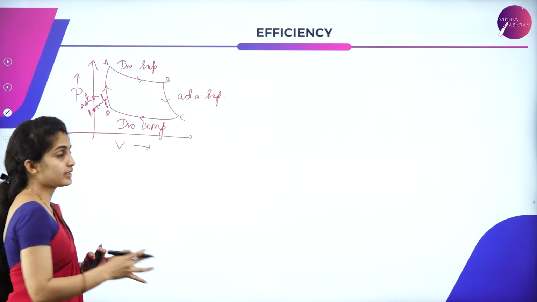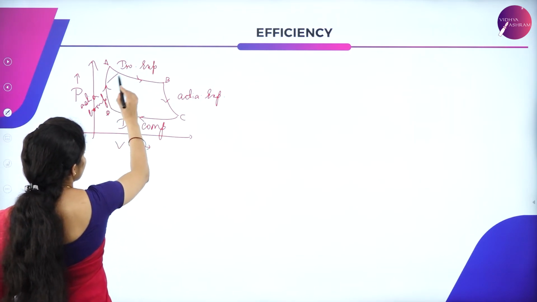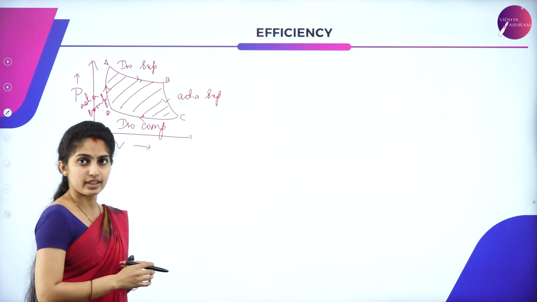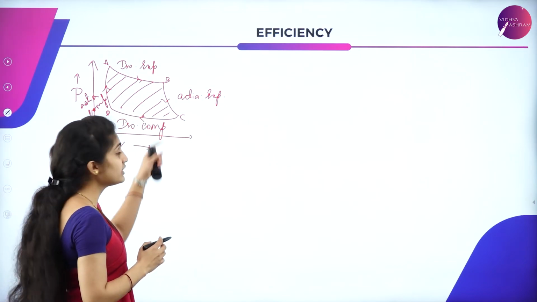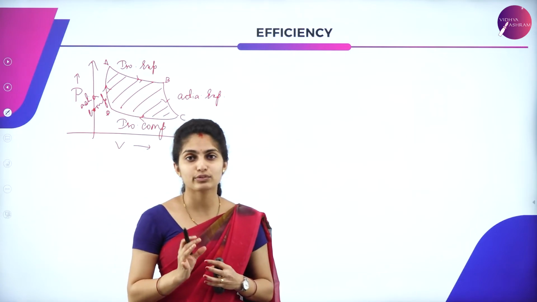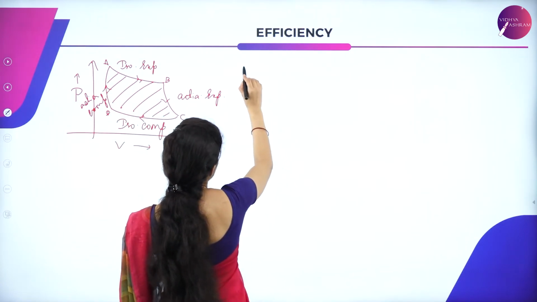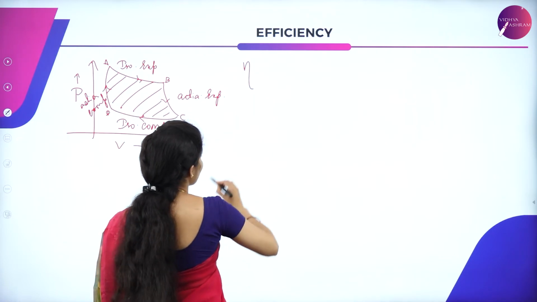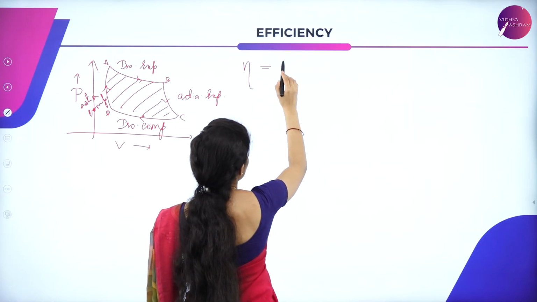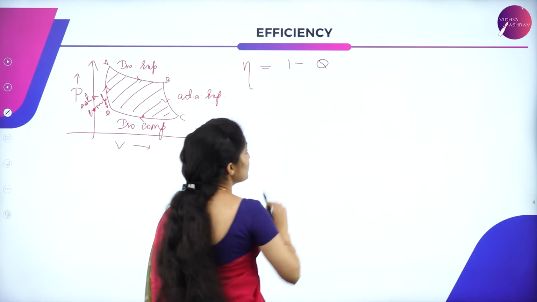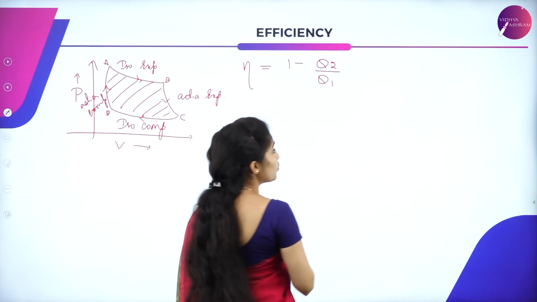The area under this curve is said to be the work done. So this is the work done. It's not necessary that you draw these lines. You just have to follow the curves. Now, in order to calculate efficiency, we use the formula eta is equal to 1 minus Q2 divided by Q1.